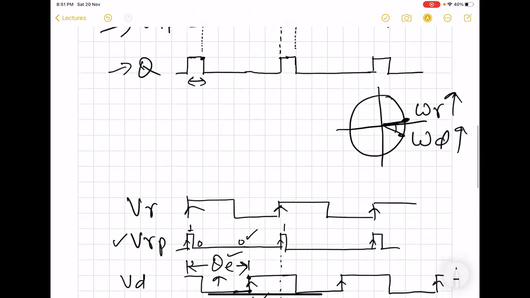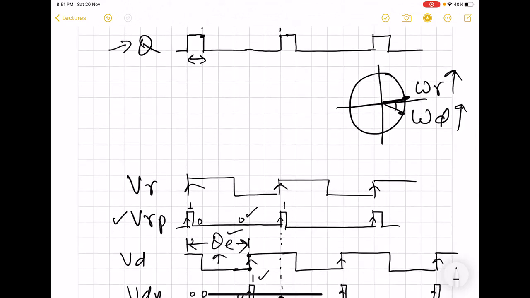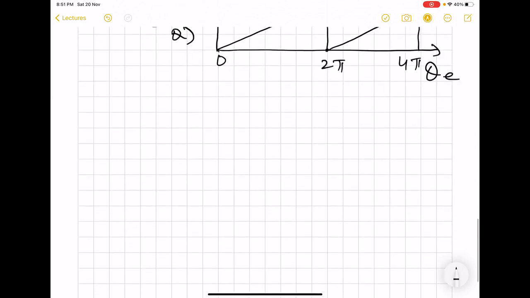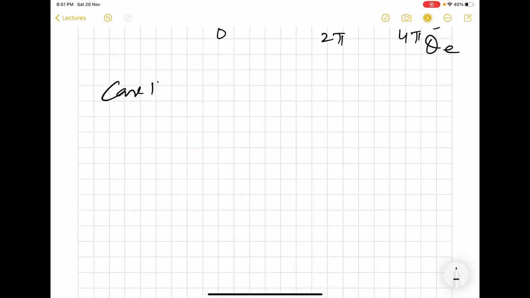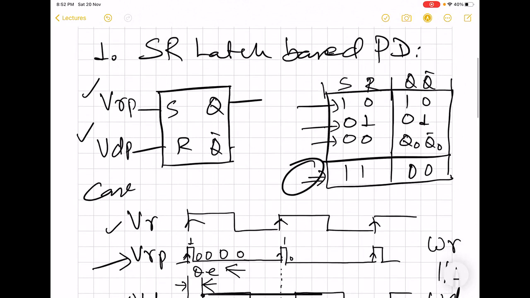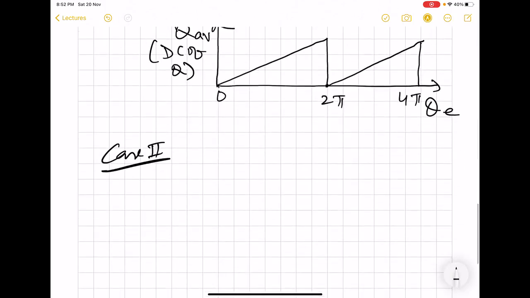Now, what if the phase error is negative? That means here the reference signal lags the divider signal. Here we see that the reference is ahead of the divider signal. For that case, we have to see what the scenario will be. So this is case 2, and the previous was case 1, when theta r is greater than theta d. In case 2, we have theta r minus theta d negative. So we have this scenario.